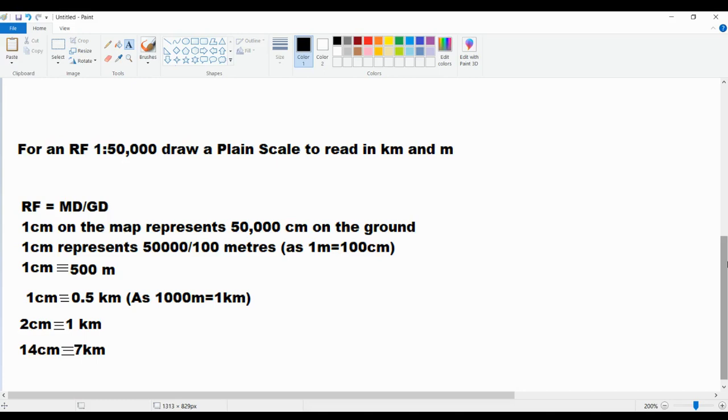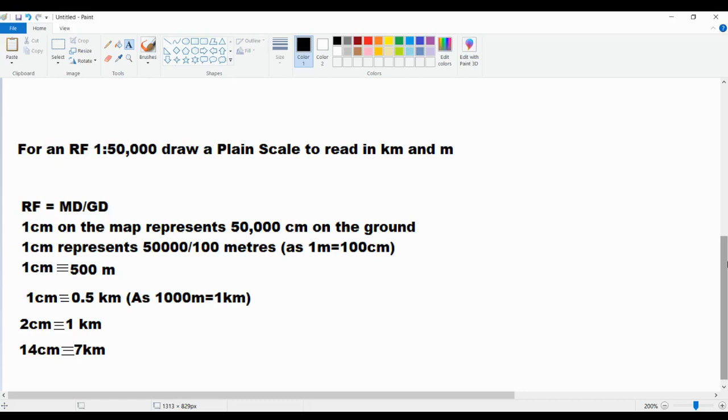As we have read in the question, we have been asked to prepare the scale to read both in kilometer and meter. We have got it in meters, now we need to find out the kilometers. So we can say that 1 centimeter is representing 0.5 kilometer. Why? Because 1000 meters is equal to 1 kilometer, and we can see that over here 1 centimeter is representing 500 meters. Thus, 1 centimeter is representing 0.5 kilometer or half a kilometer. If 1 centimeter is representing half a kilometer, 2 centimeters will represent 1 kilometer.